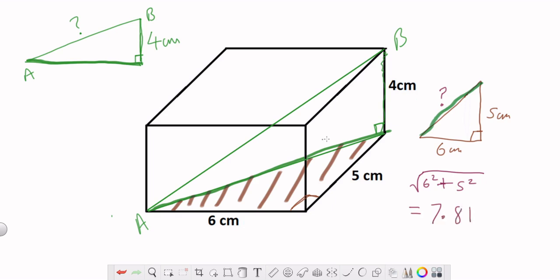That's what I get. So that there is 7.81. So clearly all of this thick green line is 7.81. All right, so I'm back to our main triangle, the triangle that's sliced inside of the cuboid. I'm able to use Pythagoras now to get this question mark. I'm trying to work out the longer side over here, so it's definitely going to be plus.